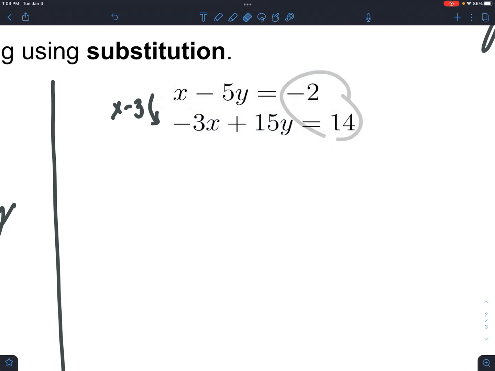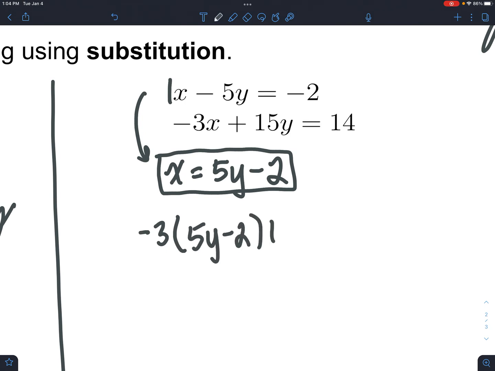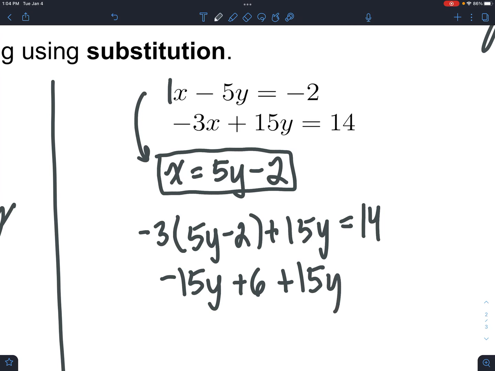So let's just see what happens. If I want to solve this, isolate it, I choose to isolate x because it already has a coefficient, a number out front, of 1. And I like that. Then I don't have to divide or anything. So this is the key. I put the key into the other equation. And from there, it's just about going in, solving. So look, I see these 15 y's that are going to cancel again.